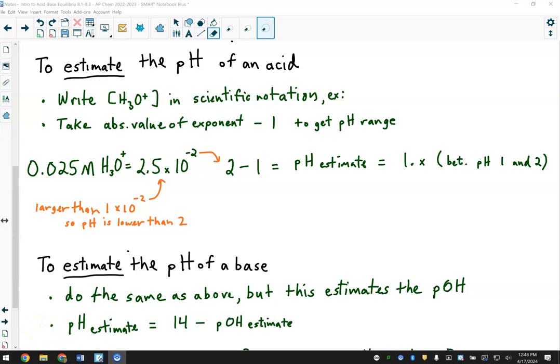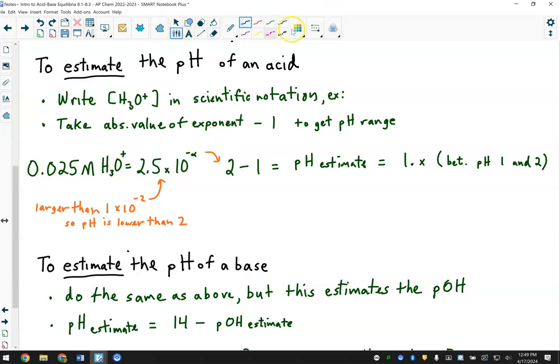All right, so let's talk about estimating the pH of an acid. The way you would do this is, if you recall, you're taking a negative log, and somehow the power of 10 that goes along with that concentration has something to do with the number before the decimal point in the pH. I know you guys know that, right? So in this case, this exponent here, right?